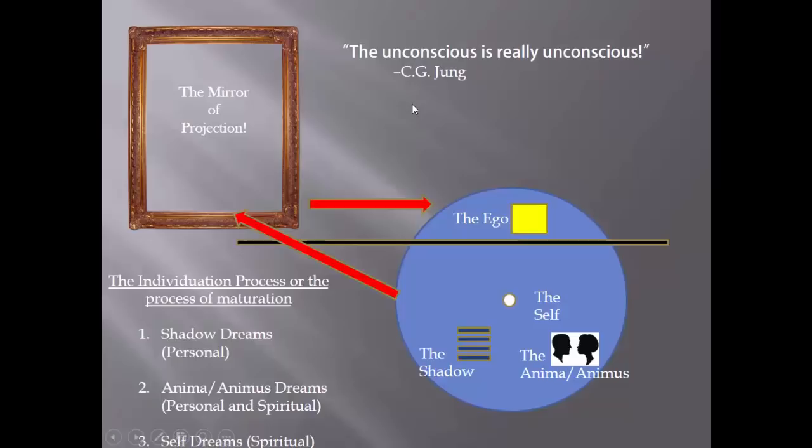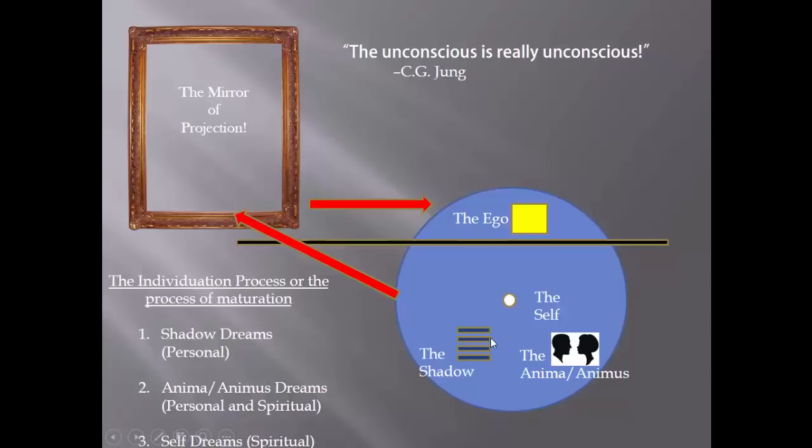So in this presentation, I'm going to be using a little picture here. This is called the mirror of projection. And Carl Gustav Jung always used to like to say, the unconscious is really unconscious. He would stress that point. And why he would say that is because you don't know what's below this line. You cannot directly observe it. The only way that we can learn about these forces in the unconscious is to see them reflected off of something or someone else. So the unconscious, either in the form of a dream or a hallucination or even perhaps just an emotionally compelling experience, you will project aspects of your own mind onto someone or something else.